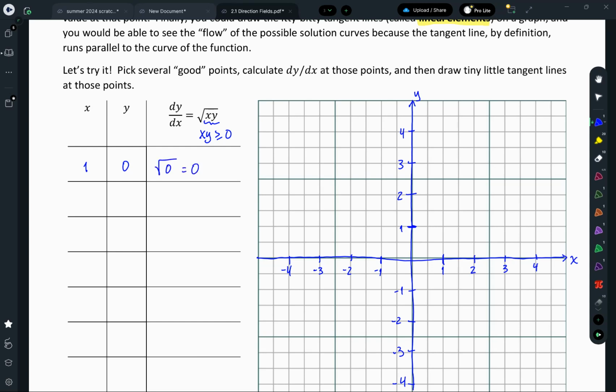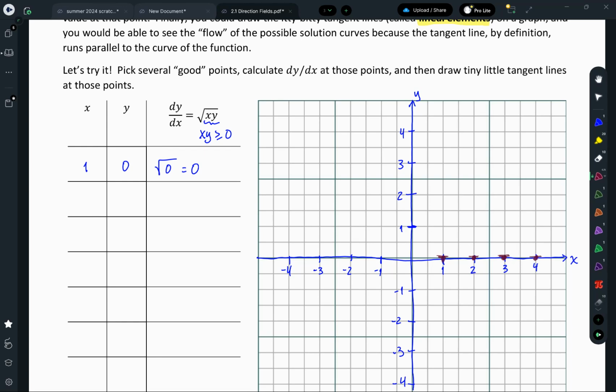Well, then we're going to get the square root of 0, which is 0. What this is saying is that on the x-axis at the point (1, 0), we have a slope of 0. So I'm going to draw an itty bitty tangent line at that point. In fact, this is going to happen if x is 2 and y is 0 as well, because that product will again give us 0. So I can continue along here, and you can see how we're getting a bunch of these for free right now.